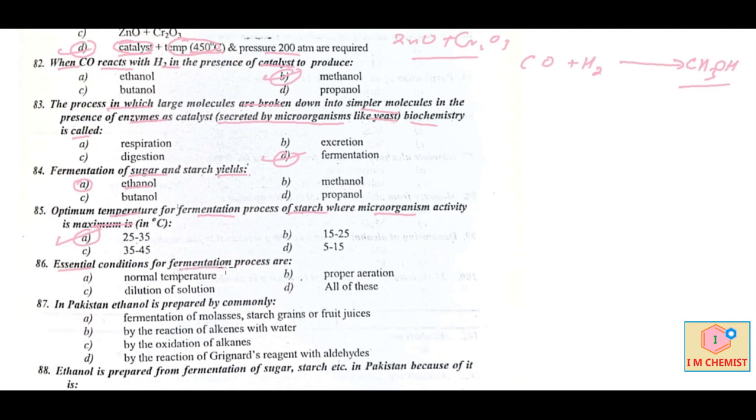Essential conditions for fermentation process are: you need to maintain normal temperature, proper aeration is required, and the solution you are using should be diluted. So all of these is correct. So option number D in this case would be correct.